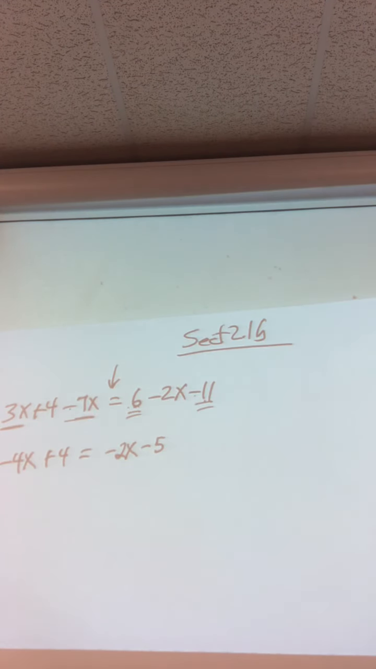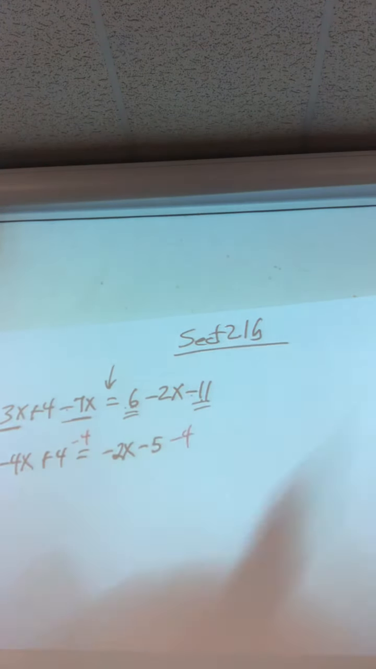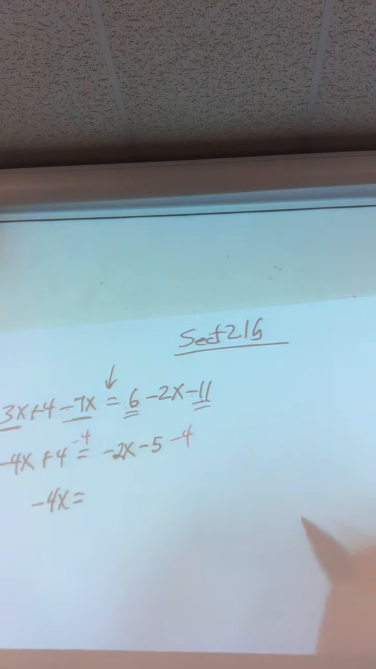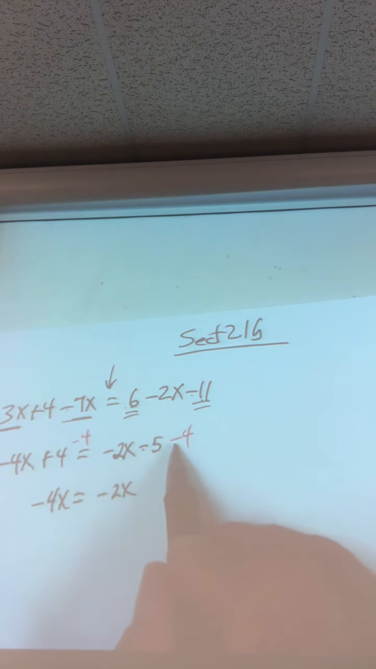Now, look at this problem. Here's our two-step problem. Get your x's on one side, get your numbers on the other. So to get rid of the adding 4, I'm going to subtract 4 from both sides. When I do, the left side would be negative 4x, the right side would be negative 2x. If you lose 5 and then you lose 4, you have lost 9.